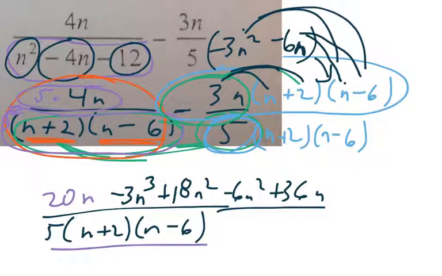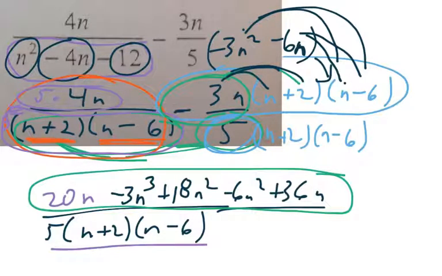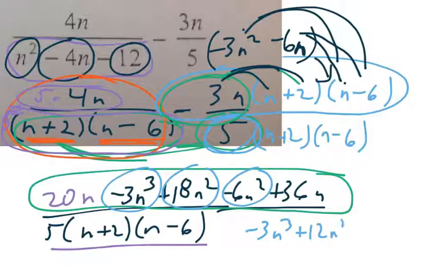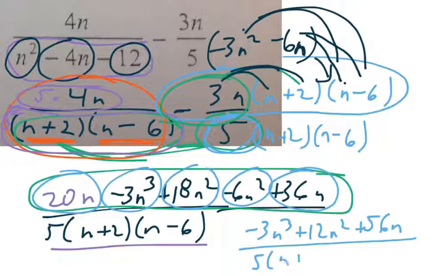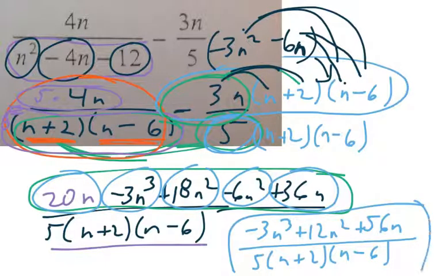Woo! So now, as you can see, I just need to combine like terms in my numerator, and I should be done. So let's see here. I have a negative 3n cubed here. I know 18 minus 6 is a 12n squared. I have 36n and a 20n, which makes 56n. And that whole thing's divided by 5 times n plus 2 times n minus 6. And I don't believe I can simplify, and I'm going to hope and pray I didn't make any silly mistakes.